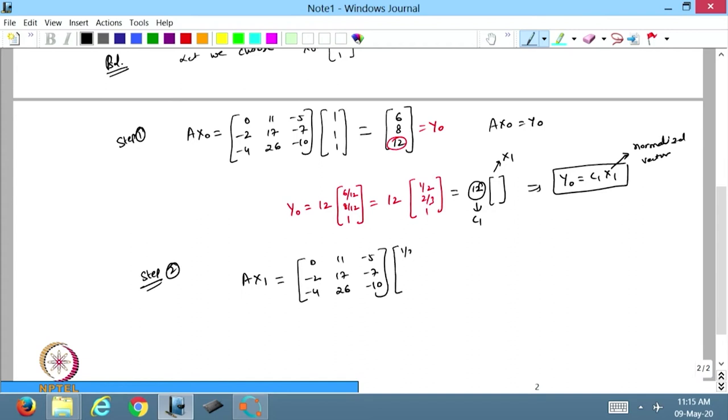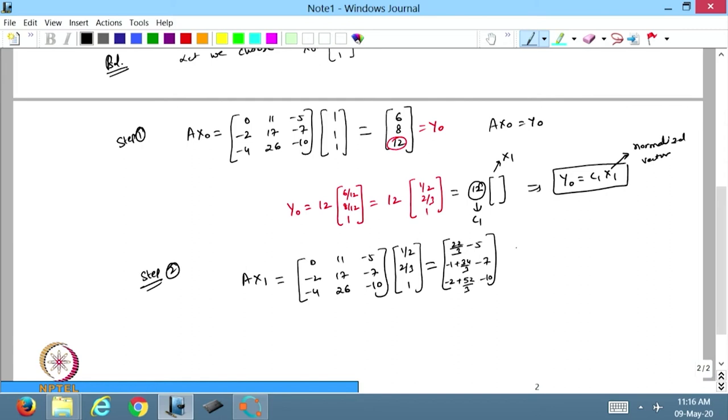And then from here I choose 1 by 2, it is 2 by 3 and 1. So, if I multiply this one, from here I will get 11 by 2 minus, it is not 11 by 2, it is 2 by 3. So, it is 22 by 3 minus 5 and this I multiply here. So, it is minus 1 because half will cancel out with 2, minus 1 plus 17 to 34 by 3 minus 7 and in the end I will get minus 2 plus 26. So, it is 52 by 3 minus 10.